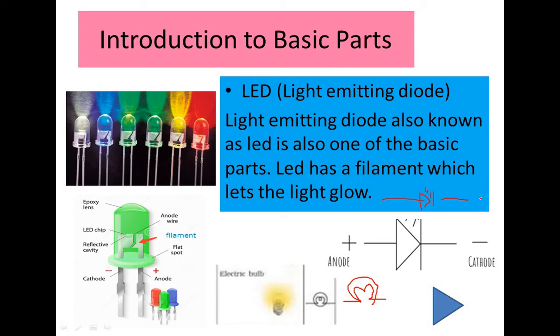This is the cathode, also known as the negative terminal, and this is the anode, known as the positive terminal. This is the epoxy lens or the cover that surrounds the LED. This is the filament. This wire is the cathode and this is the anode. Normally the anode wire is bigger than the cathode wire. Let's move on.